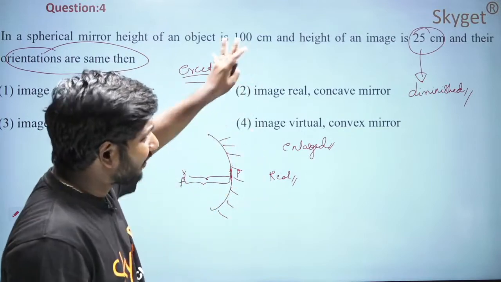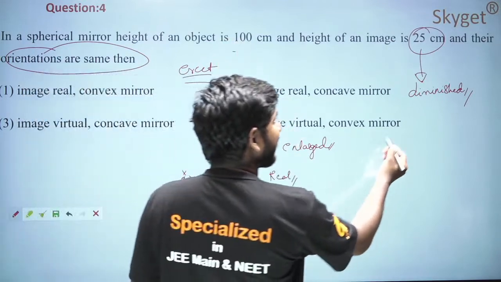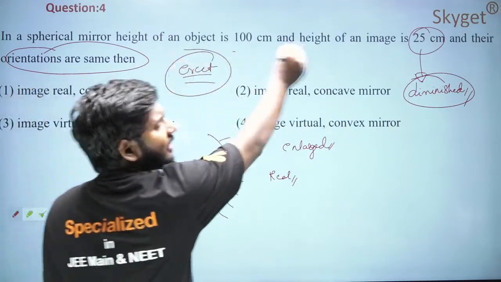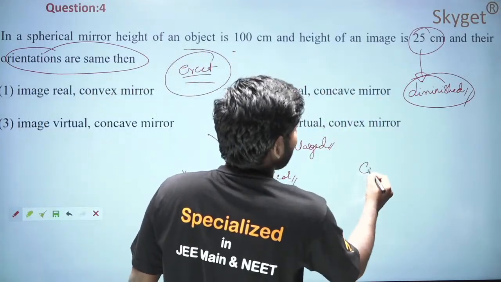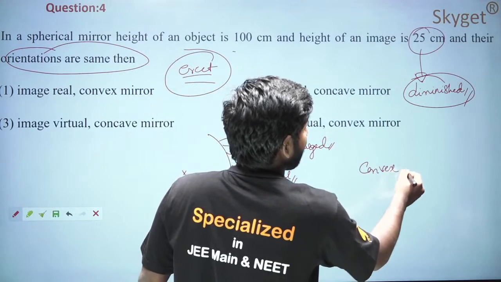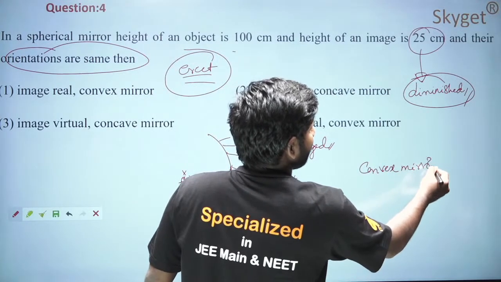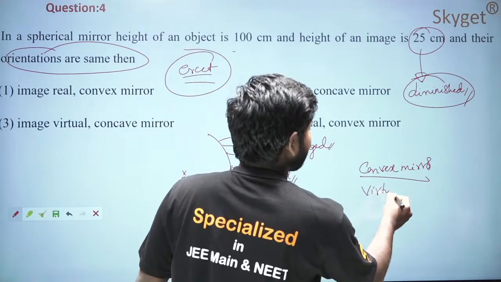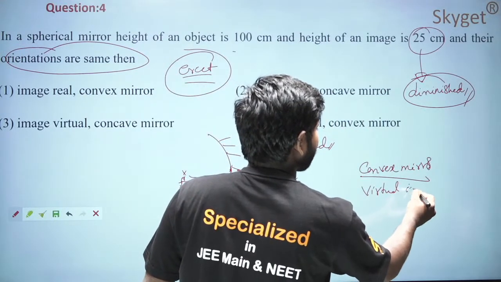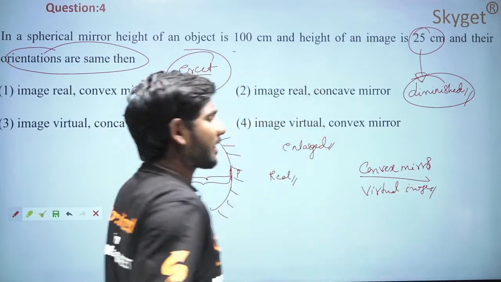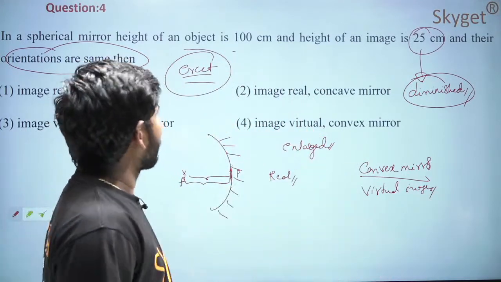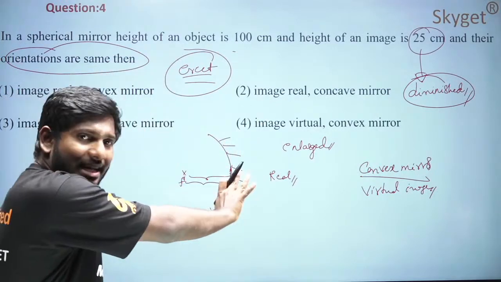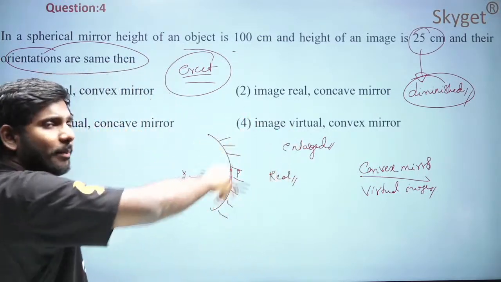So from the given information, the diminished image and the erect image both tell us that the mirror is a convex mirror, and the erect image happens as a virtual image in a convex mirror. In a convex mirror we find virtual images. So let us go to the next question. If you are not clear with this idea, try to study the fundamentals that I taught you.